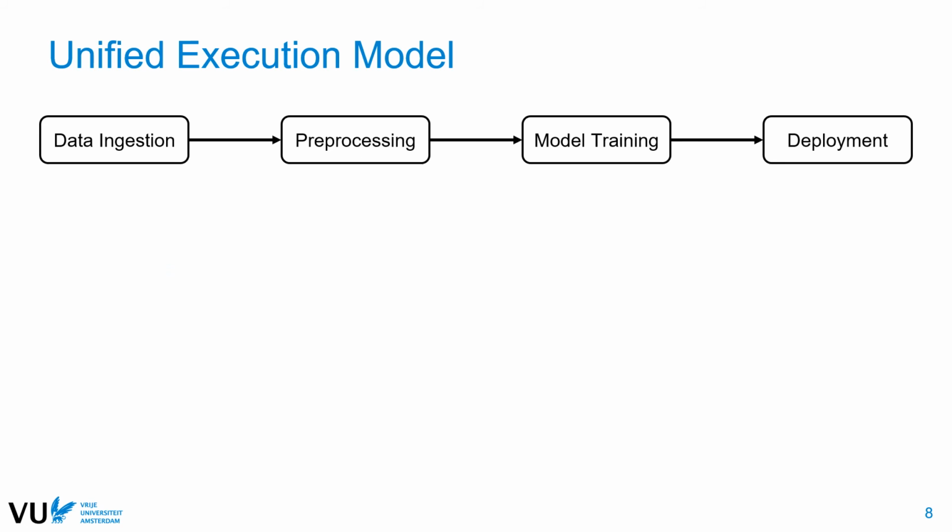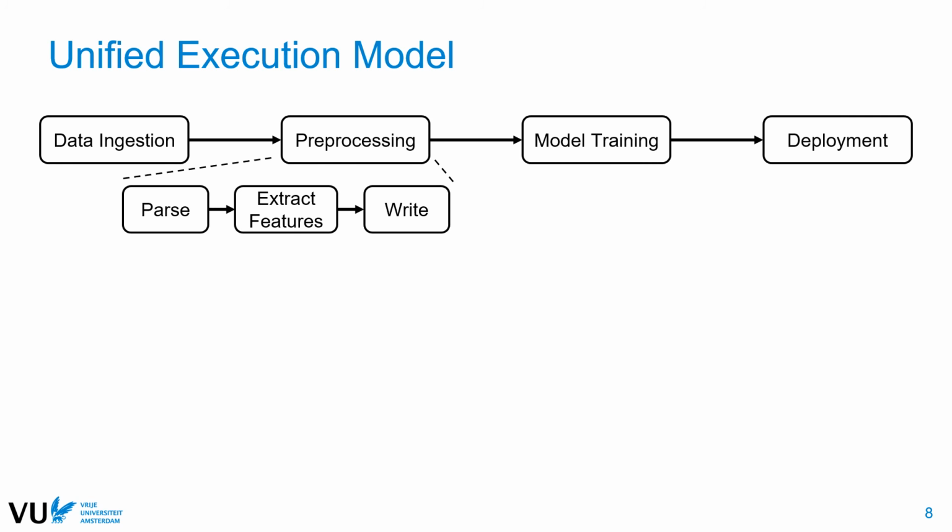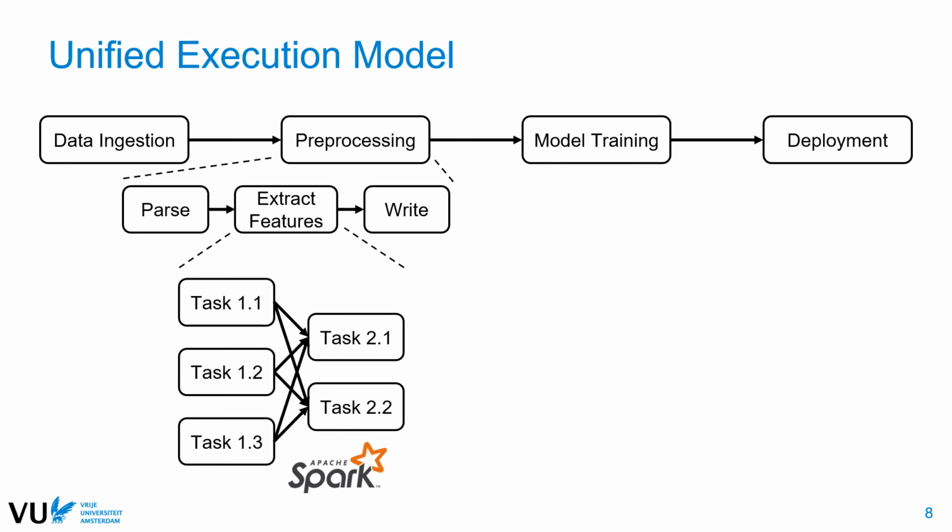What does that look like? Well, we might represent our workflow, for example, as a sequence of 4 steps: data ingestion, pre-processing, model training, and deployment. And we might expand the pre-processing step by defining it as a sequence of parsing, feature extraction, and writing results. In turn, feature extraction might consist of a bunch of different tasks, all with their own dependencies, encoded inside a Spark job.